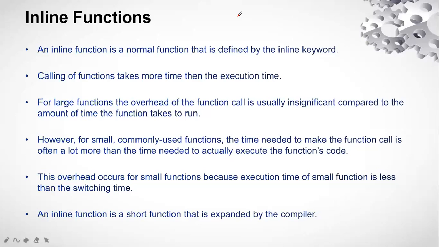So when we talk about the time, there are two things. One is calling a function, and the other is called the execution time. When we switch to the function, it takes more time as compared to the execution of that particular function, right? So it is useful to use these functions when we have a large amount of code in a particular function. So for large functions, the overhead of the function call is usually insignificant compared to the amount of time the function takes to run, right?